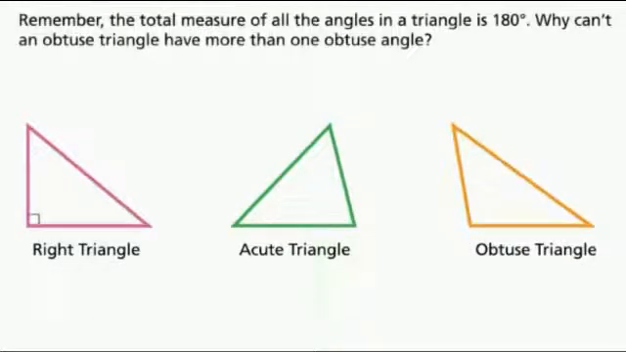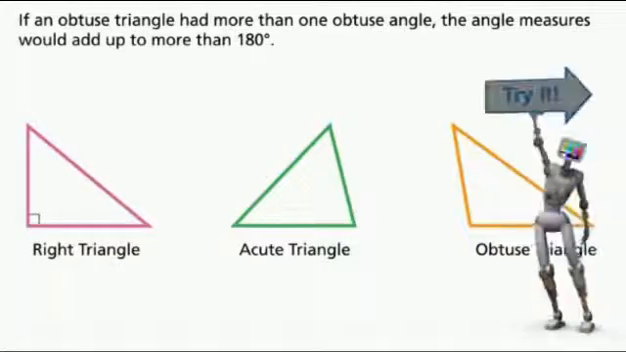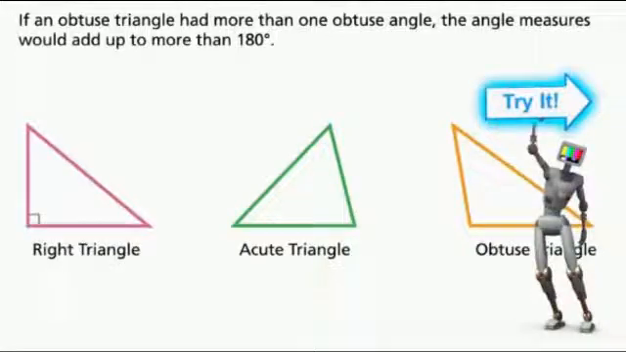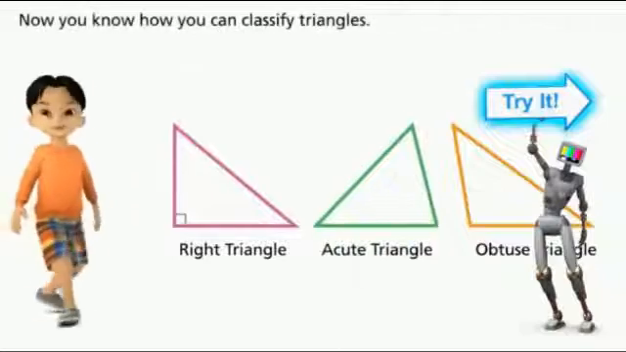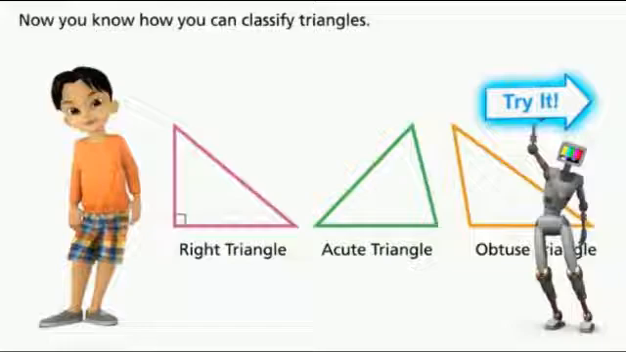Remember, the total measure of all the angles in a triangle is 180 degrees. Why can't an obtuse triangle have more than one obtuse angle? If an obtuse triangle had more than one obtuse angle, the angle measures would add to more than 180 degrees. Now you know how you can classify triangles.